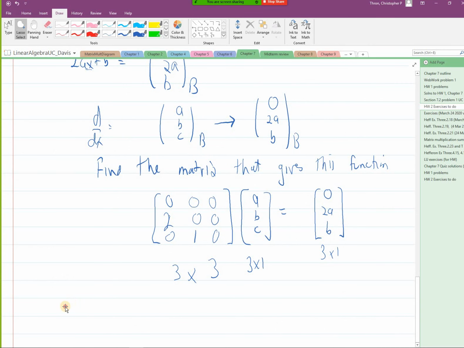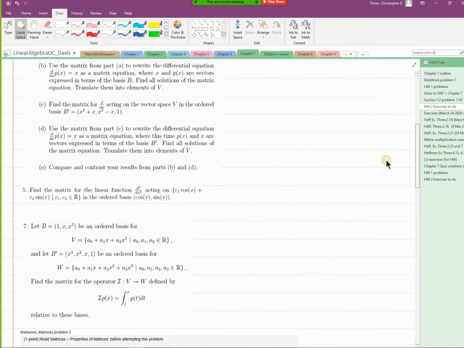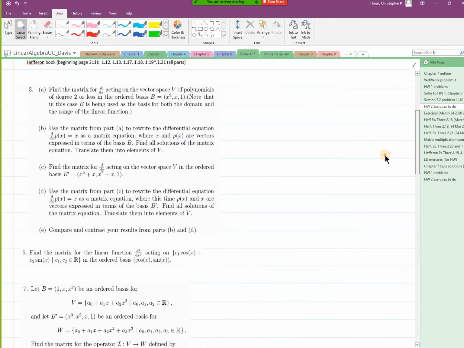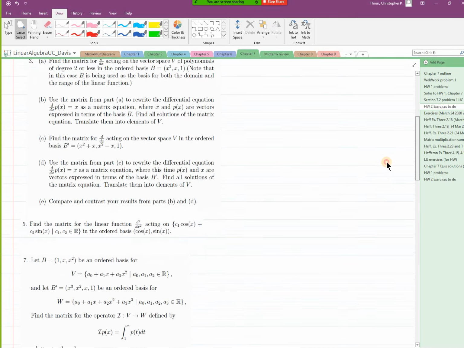I guess this was part C or something. All right, so this is my basis. Oh, but what's the range? Is that the basis for both of them? Yes. So that's the basis for both of them.